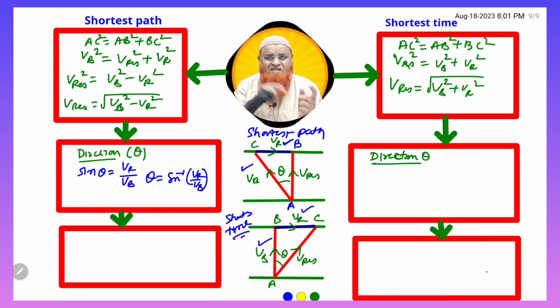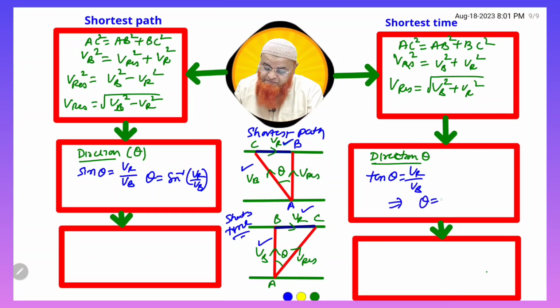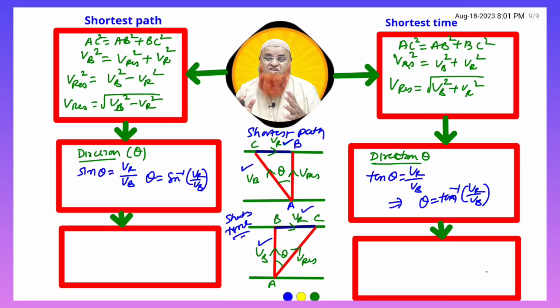Opposite side I know, adjacent side I know. That means I can apply tan theta. So I can write tan theta is equal to VR by VB, which implies that theta is equal to tan inverse of VR by VB. We got the direction of the boat with which it is tilted because of river flow.